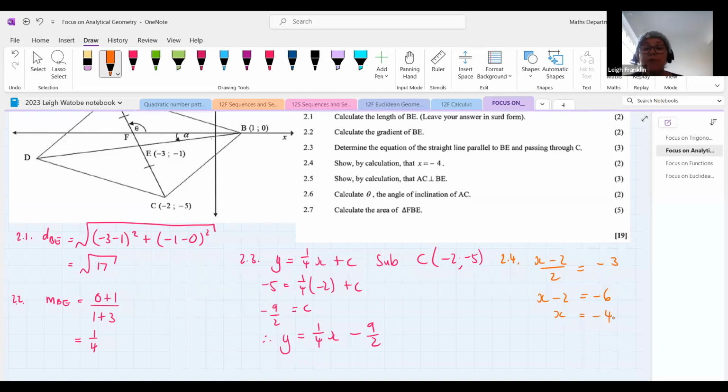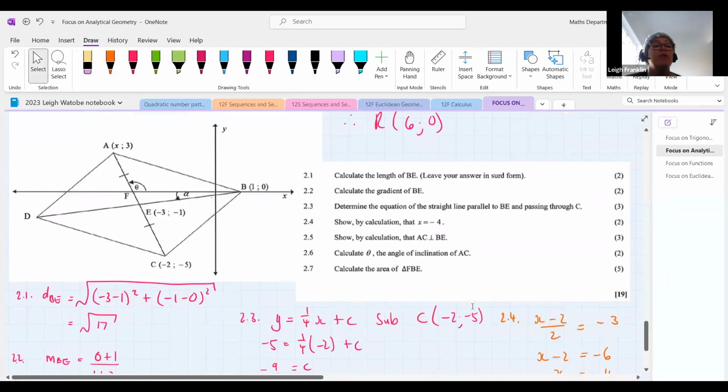All right, 2.5. Again, it's a repetition showing that AC and BE are perpendicular to one another. We've got the gradient of BE, so we would just need to work out the gradient of AC, which should be -4 if we've done it correctly. So remember here, that's -4.